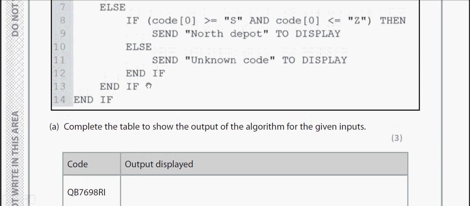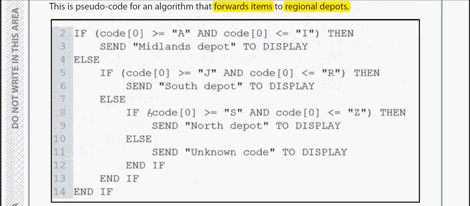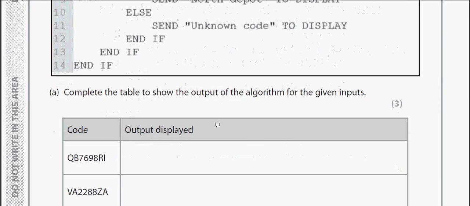So we're looking at the first one, so we're looking at Q. Q is greater than A, but it is not less than I. It is greater than J, and it is less than R. So this is where we're at. So we're going to go for South Depot here. We would expect that to say South Depot.